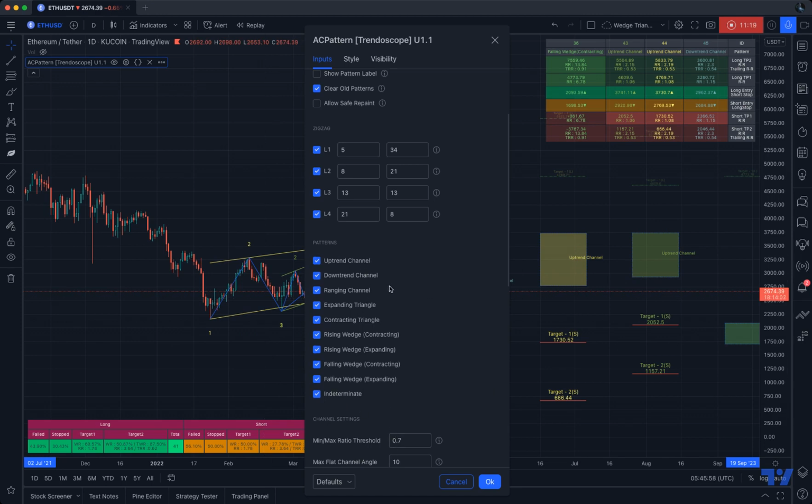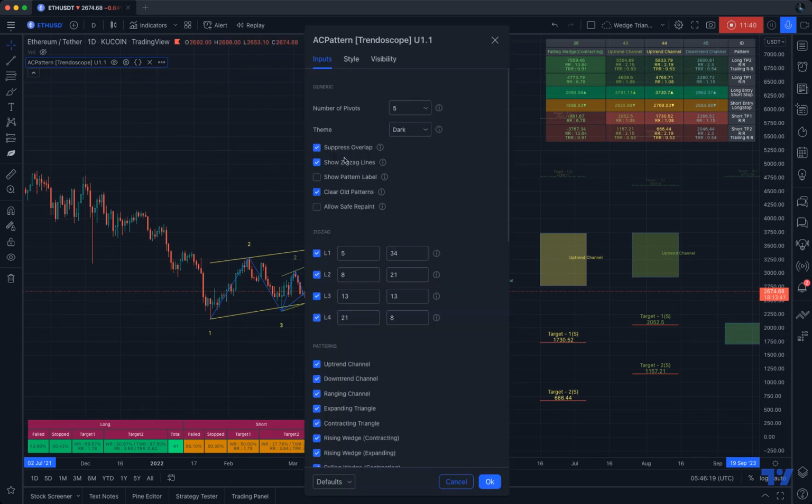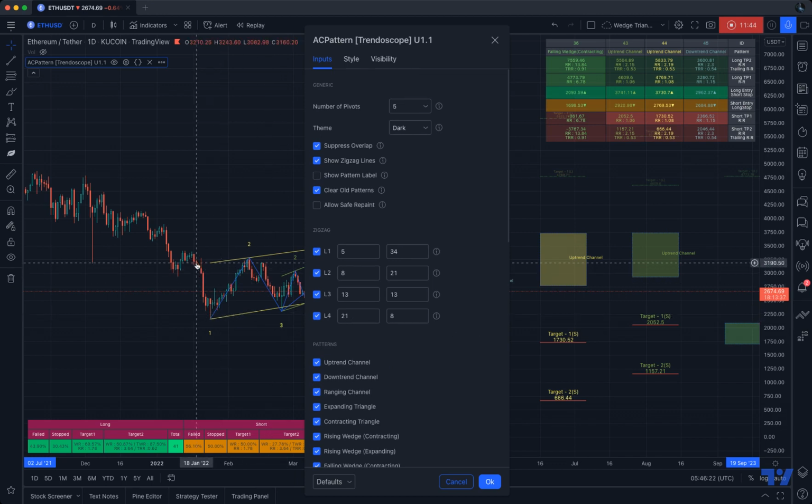So these are the available patterns which the script recognizes. For channel types, there's uptrend channel, downtrend channel, and ranging channel. If you look at this, both are uptrend channels, and this is a downtrend channel. And if it is flat, there's another setting which we'll explain later, and it is considered a ranging channel if both the trend lines are flat.